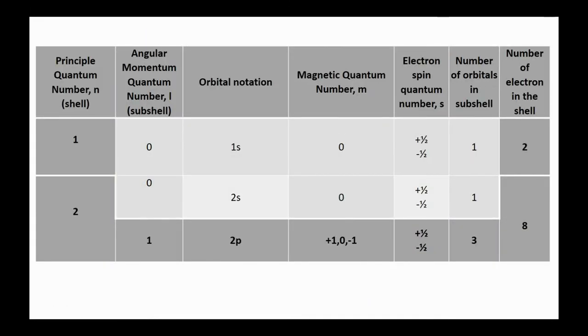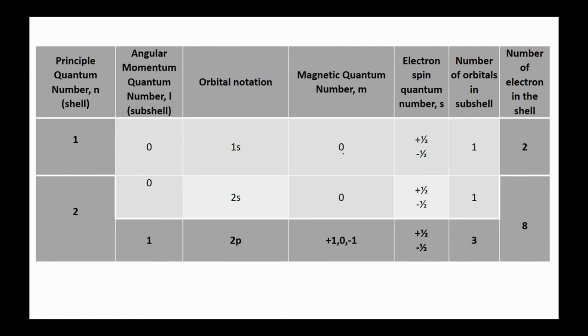So let's look at this table here. For n equals 1, the value of L must be 0. So here at n equals 1, we only have L equals 0, which means there is only one s orbital. Okay, 0 is the symbol for s orbital. Since the value of L is 0, the value of m is also 0. So we only have one orientation for m, for s.